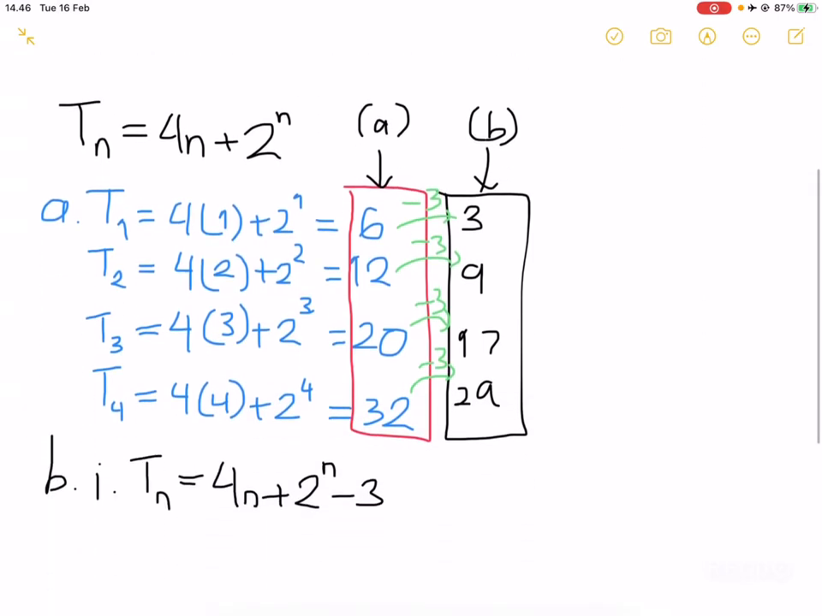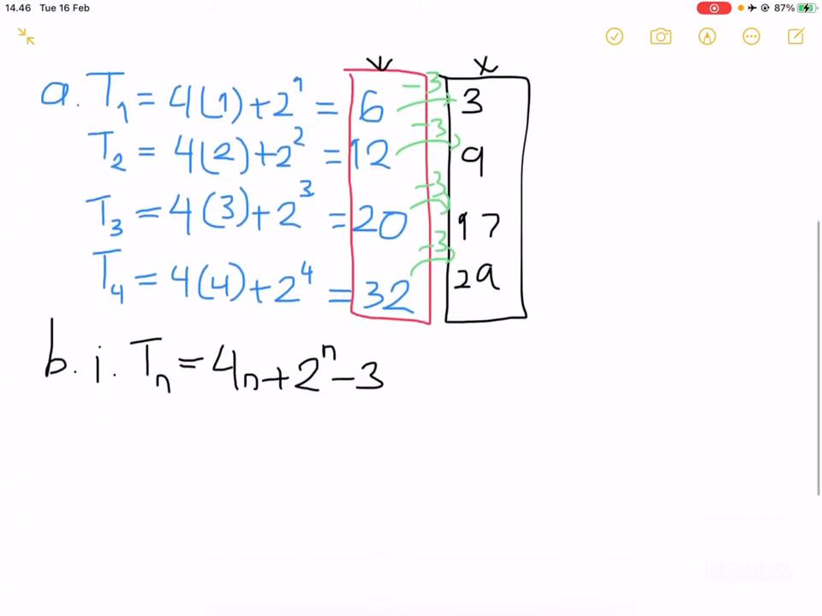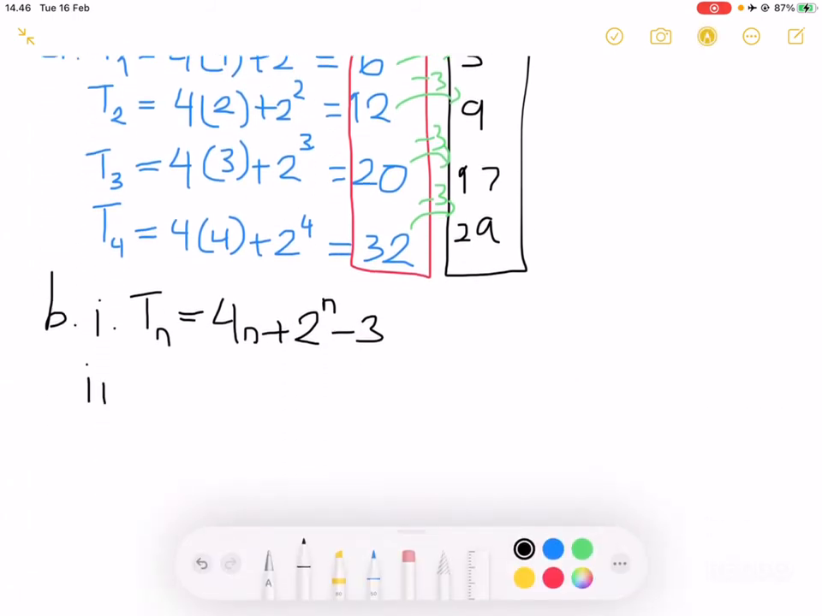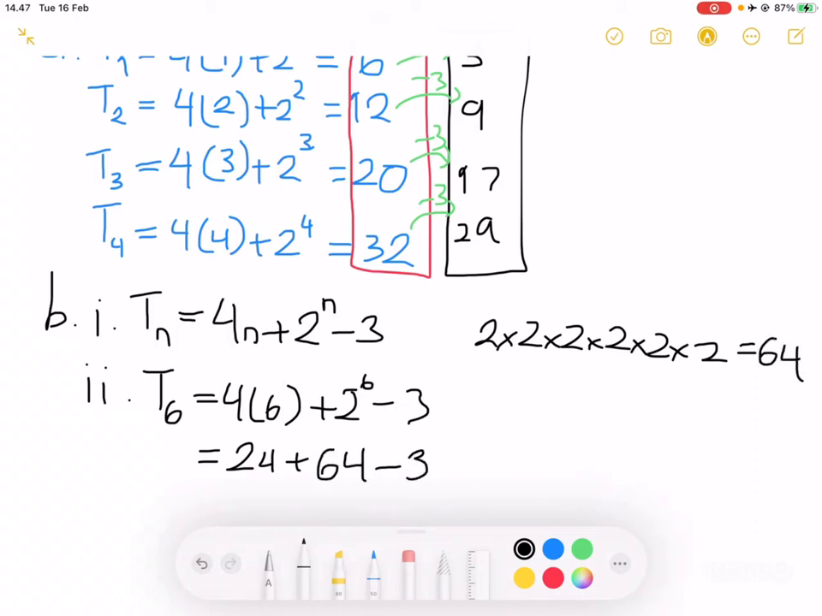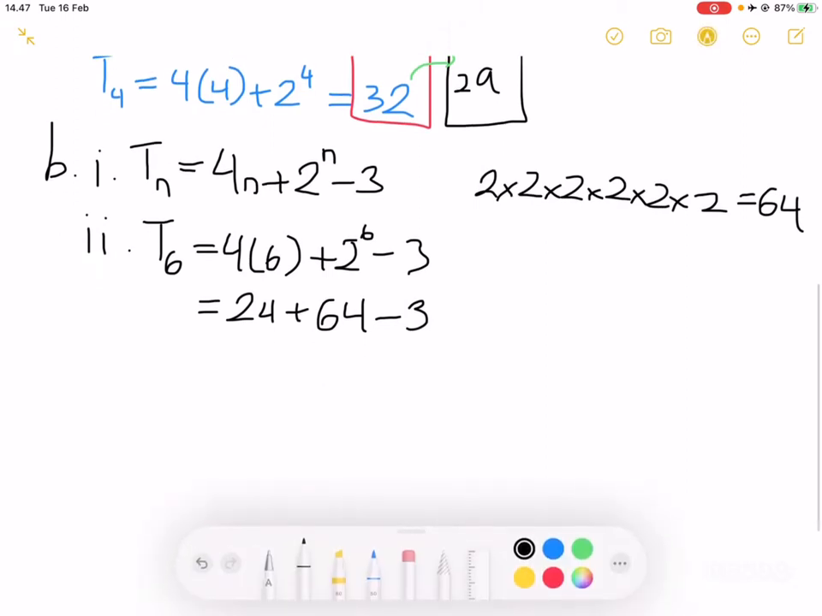And then with this in mind, you can just find the 6th term of the sequence mentioned in B, given we have this formula. So T6 will be 4 times 6 plus 2 to the 6 minus 3. This will be 24 plus 2 to the 6, which is just 2 multiplied by itself 6 times. If you calculate this, you'll get 64. And then finally minus 3. So we're going to have 85 as the 6th term.